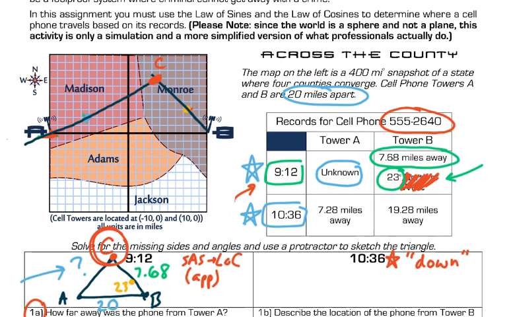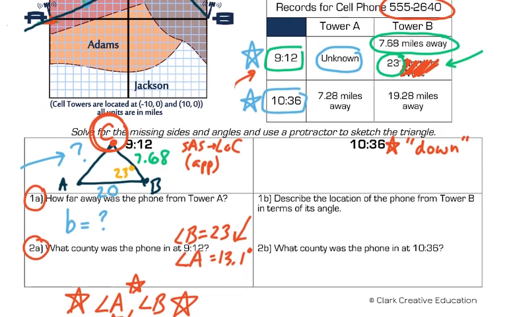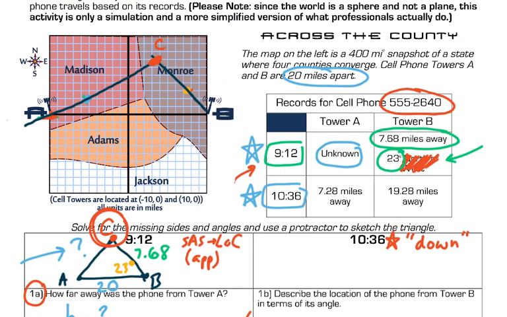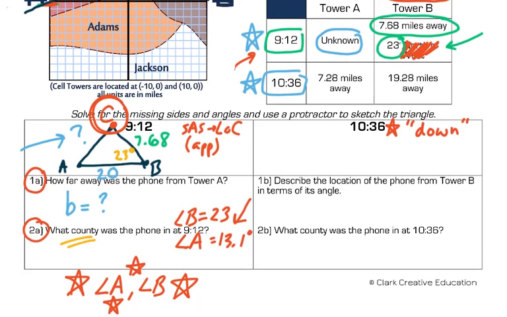Good job. So now the question is asking, in what county did we find the cell phone at 9:12? Well, if we look at here, we triangulated and it was in Monroe. Again, that might not be a right answer because I'm just estimating, but that's how you would answer that. There you go. How did that go?